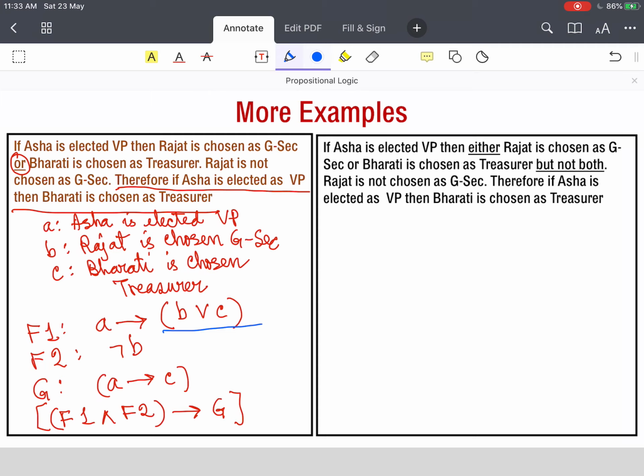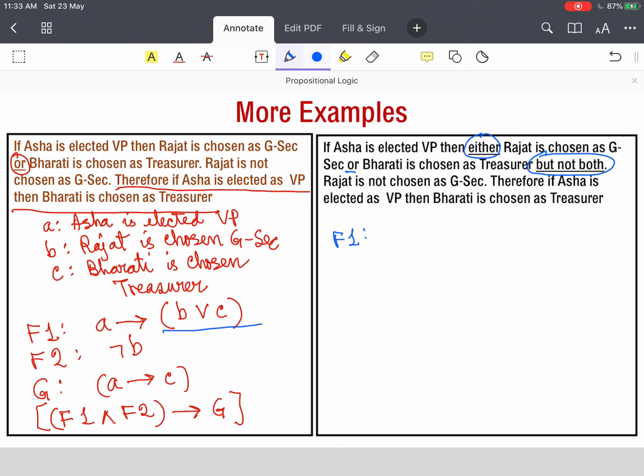I just want to put in a slight carefulness here. Whereas in the AND case, which we saw, A implies B and C was A implies B and A implies C, we cannot decompose this as A implies B or C is A implies B or A implies C. You can find out. Now we come to this case where we say that if Asha is elected VP, then either Rajat is chosen GSEC or Bharati is chosen treasurer, but not both. Rajat is not chosen GSEC, therefore if Asha is elected as VP, then Bharati is.